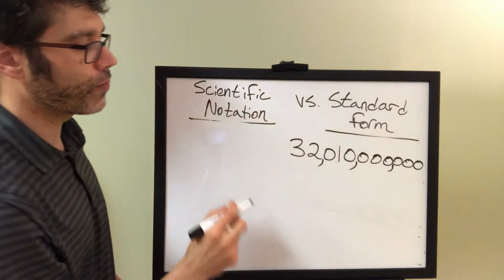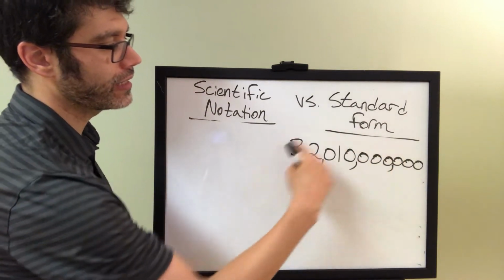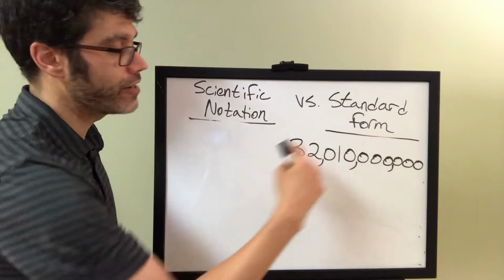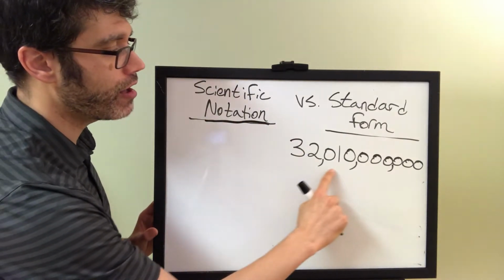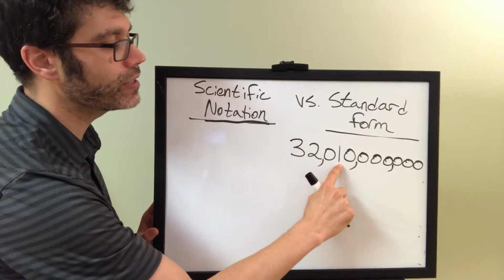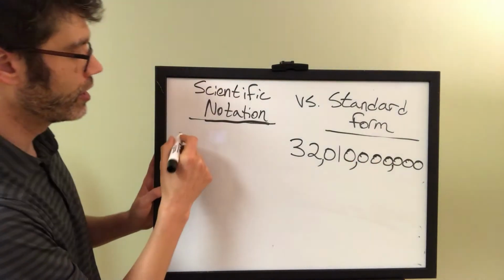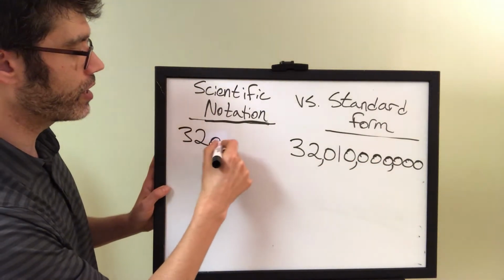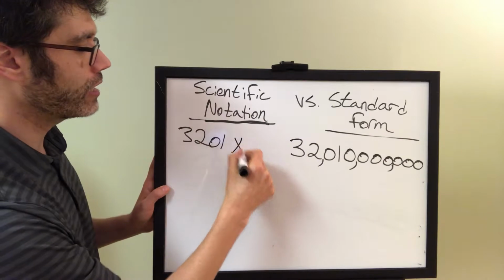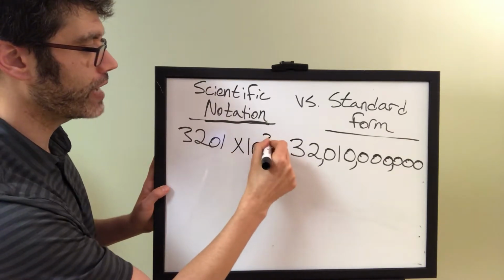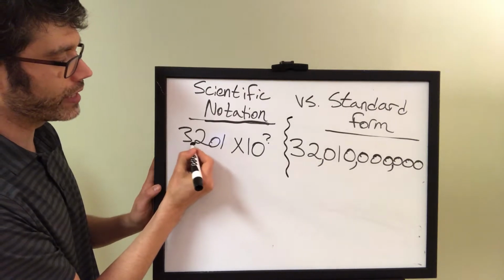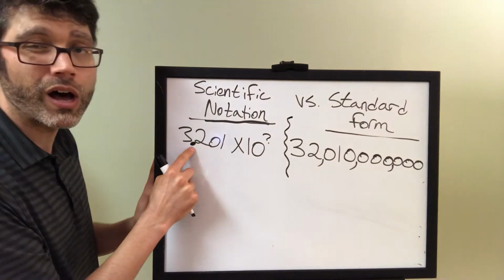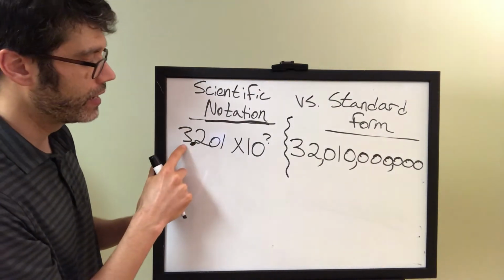All right, so what's the first thing that we do to take the standard form or the standard number and put it into scientific notation? We write all of the non-zero digits up until the point that it just becomes zeros. So we have 3201, all right? And then it's going to be multiplied by some power of 10. And also remember that we need to put this decimal point in here, okay?